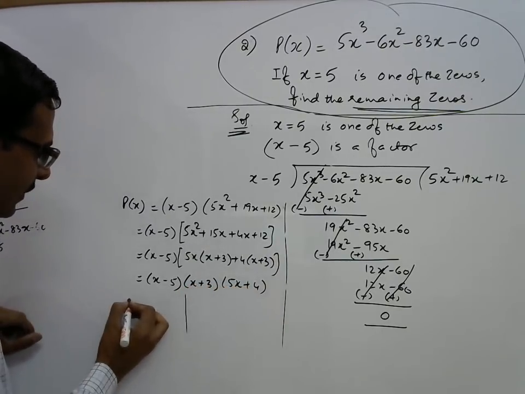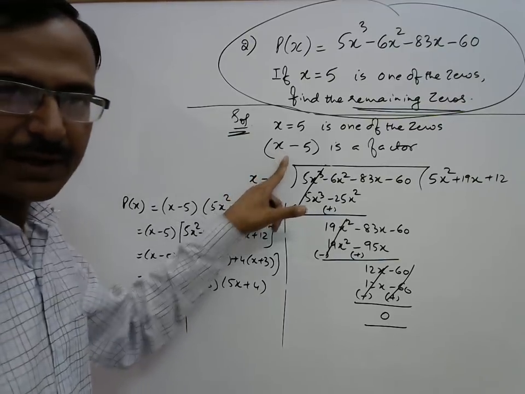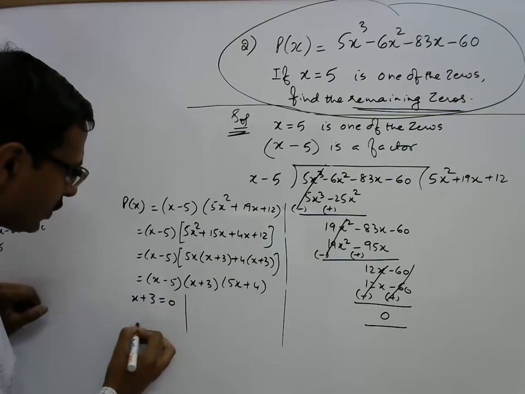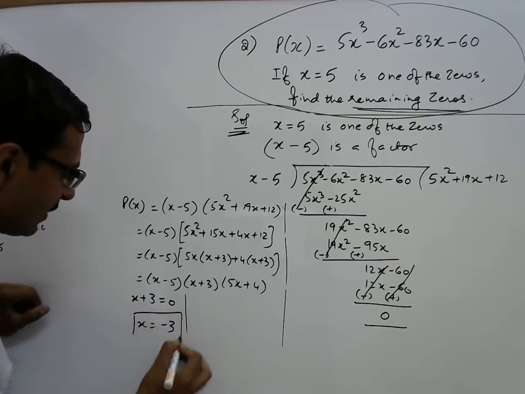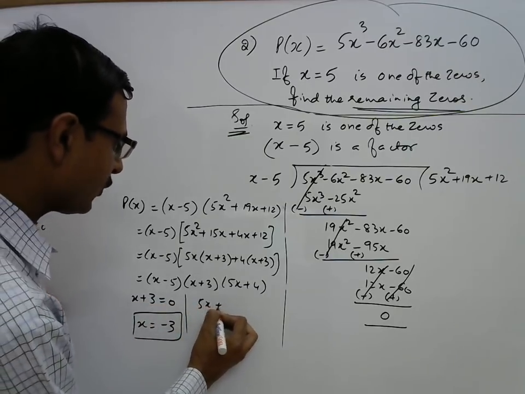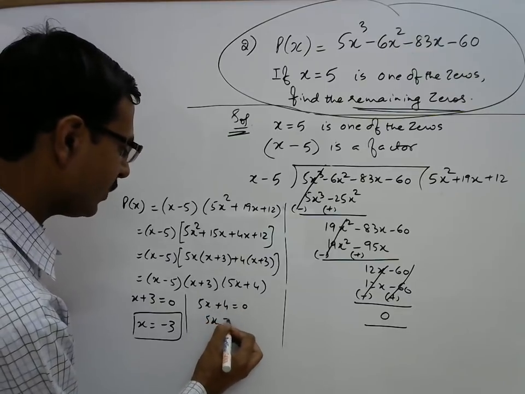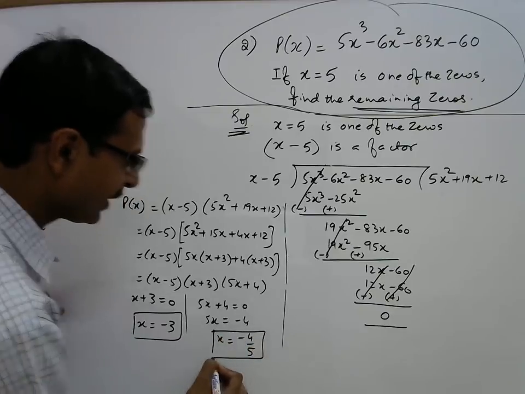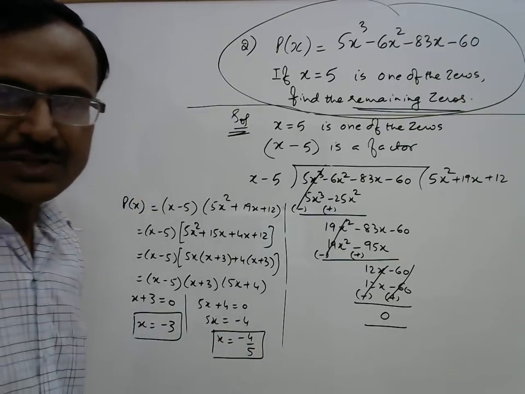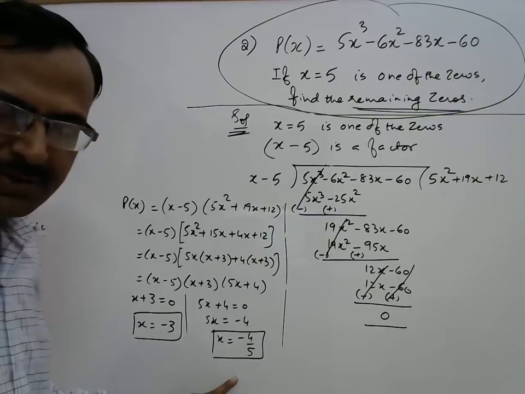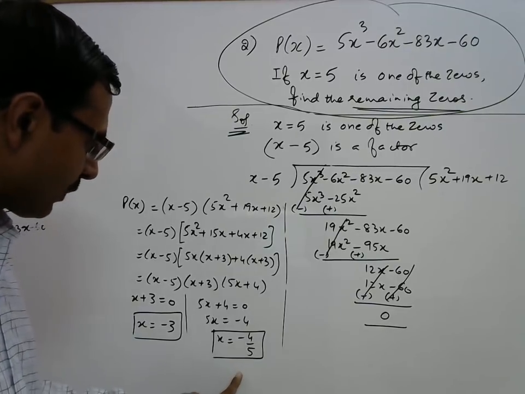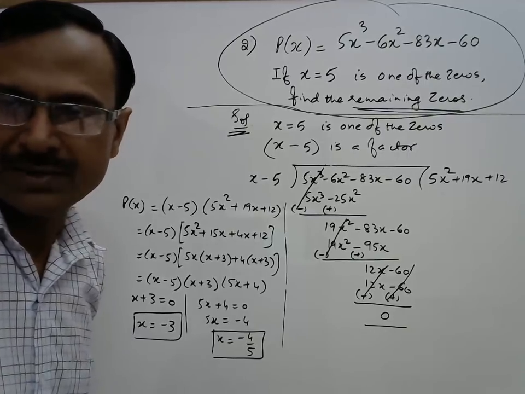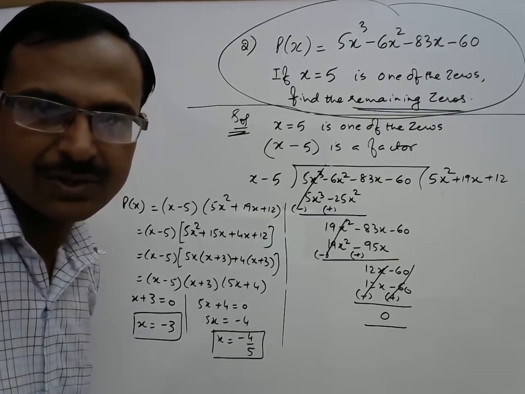So what you do is, this x minus 5 is already there. So just take x plus 3 equal to 0. So you get the second answer as minus 3. And take 5x plus 4 equal to 0. So you get 5x equal to minus 4. So x is equal to minus 4 upon 5, which is the third answer. So just verify, viewers, the answers which you have to get is minus 4 upon 5 and minus 3. So I appreciate Nitin who gave the answer in least time, and the answer is correct.